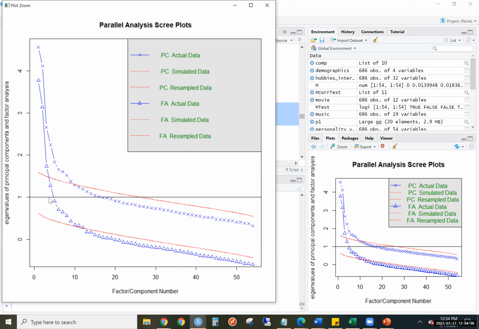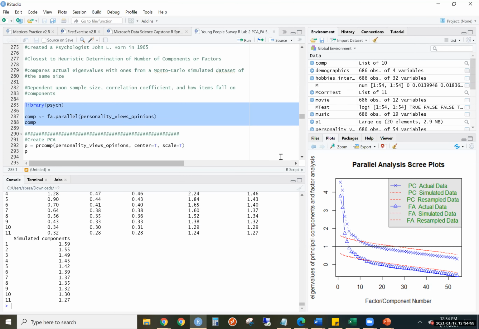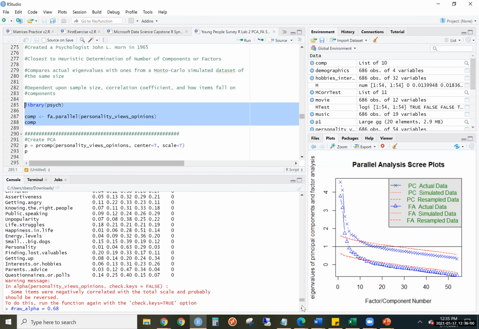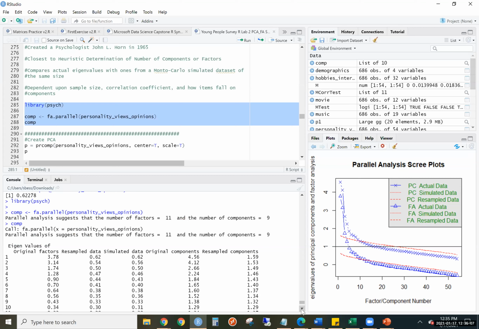And here are the eigenvalues greater than 1. So whichever has eigenvalues greater than 1 would give you a wide idea of how many factors or components to use. Now, although this tries to be objective in nature, it also can be overestimating. And so I typically use this like an eigenvalue greater than 1 situation, and use it sort of between the knee and the eigenvalues greater than 1, as a roundabout way. So in this case, it's going to tell you to use 11 factors or 9 components.